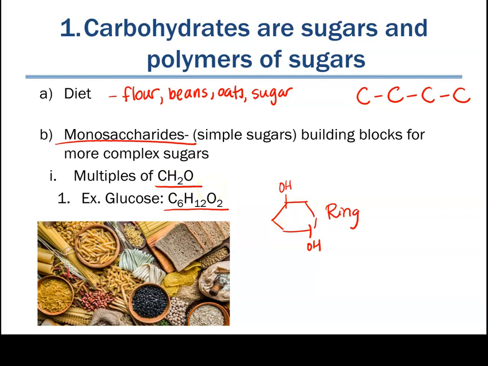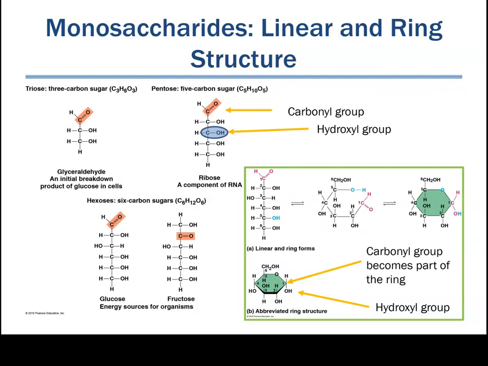Monosaccharides can be found in a linear or a ring structure. Usually the ring structure is a little bit more stable, and so they won't stay in their linear structure very long, but it's sometimes easier to look at a linear structure to see what's going on, to see what's bound there, than it is to look at the ring structure. But we've got a couple examples of our monosaccharides here. You'll notice something about them.